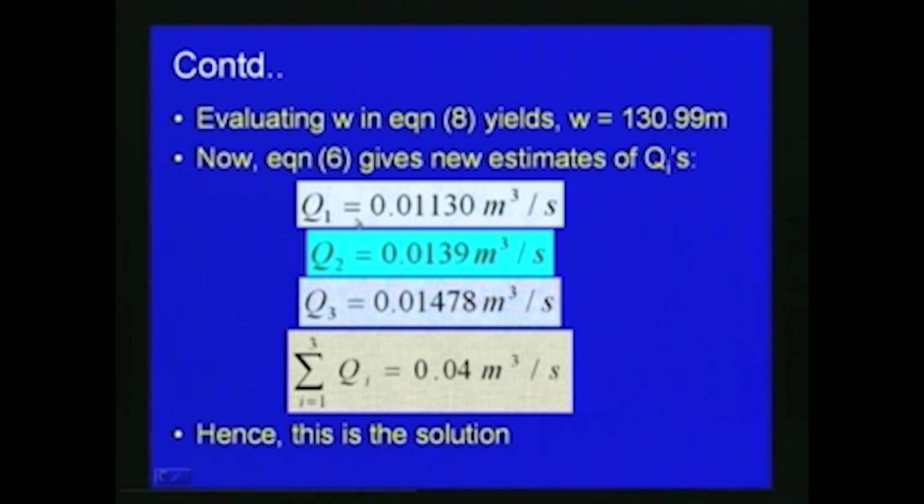So, finally, we get Q1 equal to 0.0113 meter cube per second, Q2 equal to 0.0139 meter cube per second, and Q3 is 0.01478 meter cube per second. If we add all the discharges, we will see that it is almost equal to 0.04 meter cube per second. Like this we can continue the iteration until we reach the solution, and find the discharge through each pipe.